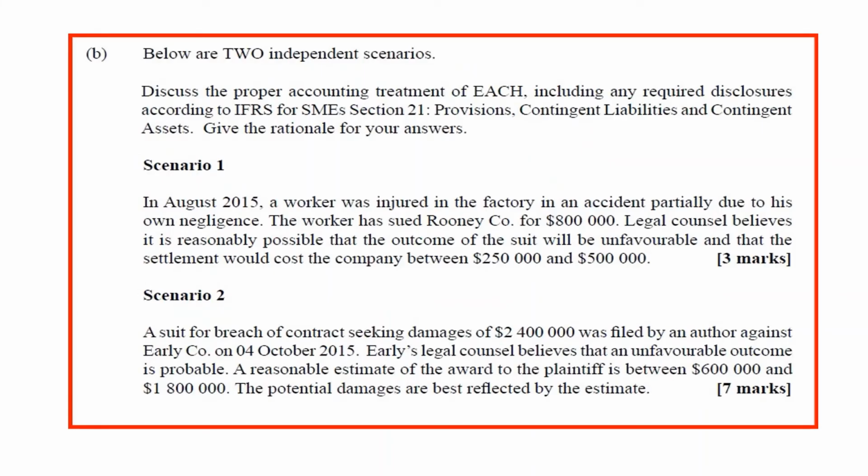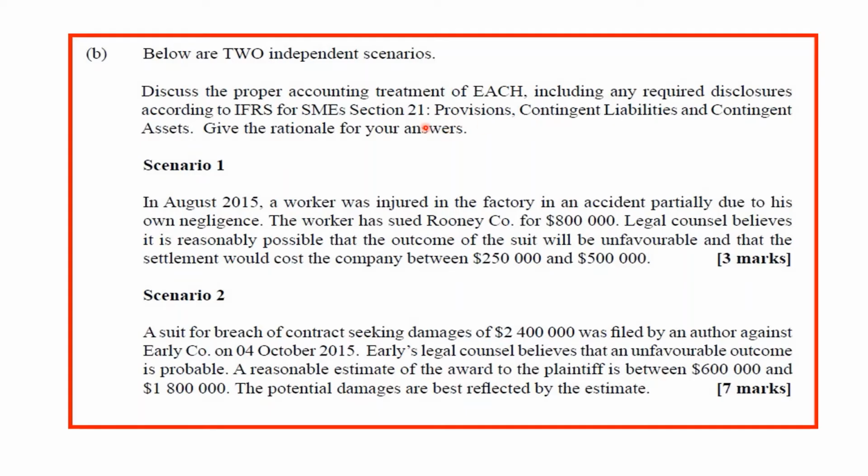We have here part B, two independent scenarios, and we are asked to discuss the proper accounting treatment of each, including any required disclosures according to IFRS for SMEs Section 21, provisions, contingent liabilities, and contingent assets. Give the rationale for your answers.